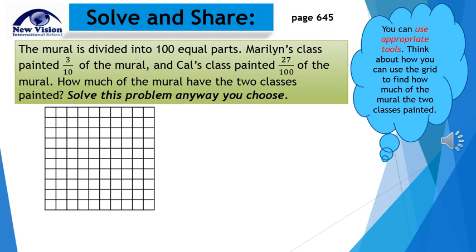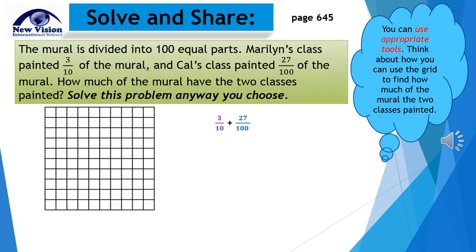So we need to add 3 over 10 and 27 over 100. But we cannot add it directly because the denominators are not the same. How to make it the same? Yes, we're gonna find the LCD. But what is LCD again? Great! Least common denominator, which is equal to 100. So we need to multiply 10 by what number? Very good. So we need to multiply it by 10 to get 100.